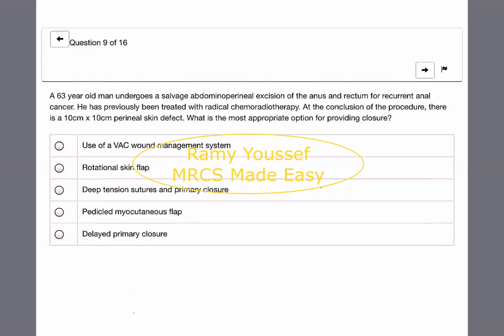Anyone has a different answer? Myocutaneous flap, because the patient has already had radical chemoradiotherapy, so there is no chance for spontaneous healing. We must replace the lost tissue. So I think it's right, pedicled myocutaneous flap. Also, it's a pressure area, where a person sits. Exactly, so you need bulky coverage. Yes, and it's a large defect, 10 by 10 cm. So deep tension suture and primary closure, no. Delayed primary closure, no.